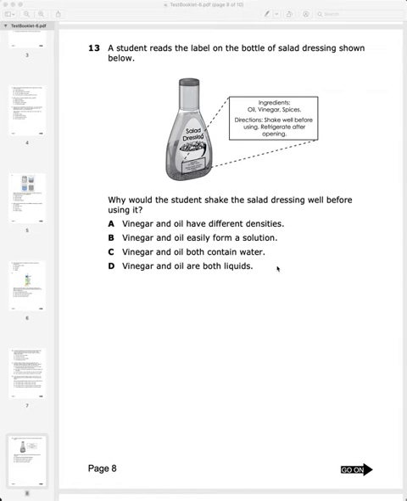A. Vinegar and oil have different densities. B. Vinegar and oil easily form a solution. C. Vinegar and oil both contain water. D. Vinegar and oil are both liquids.